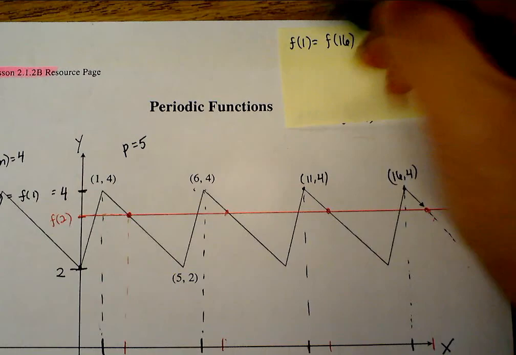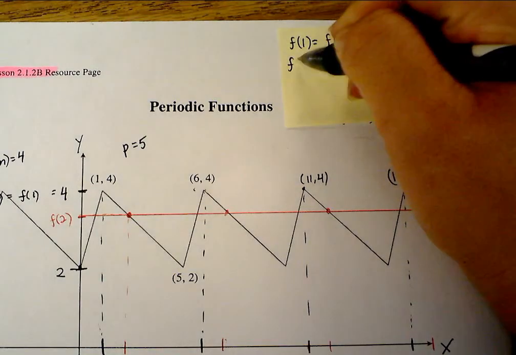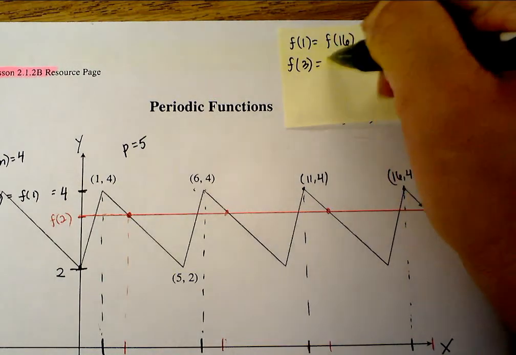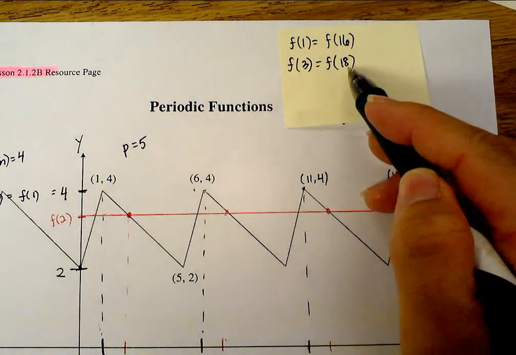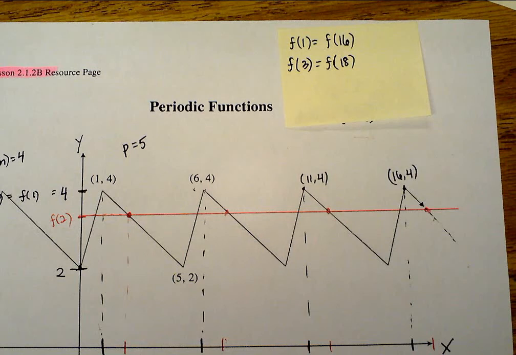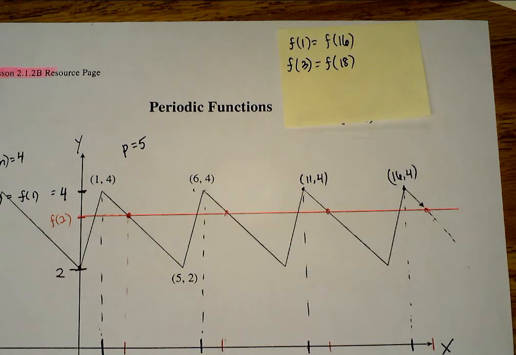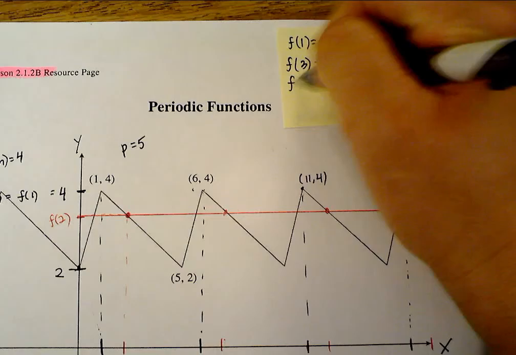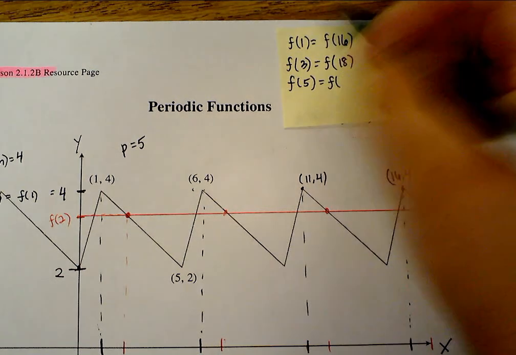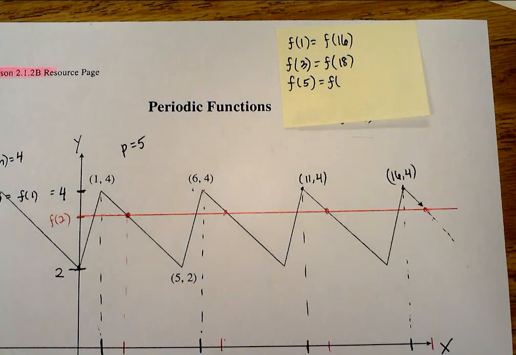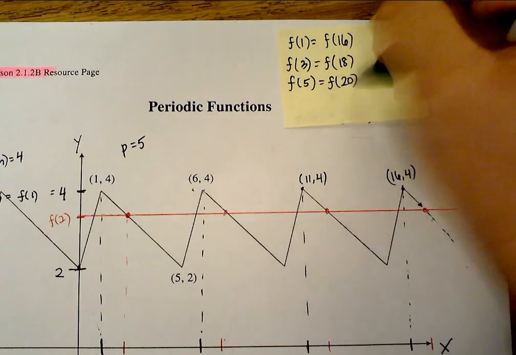F of 3 is equal to f of... 18? Because you have to add 15, right? What else? Somebody else. F of 5 equals f of 20. Okay, fancy. Other periods, everybody just started by adding 5 because they were real timid, but you guys are just going at it. Okay, what else?